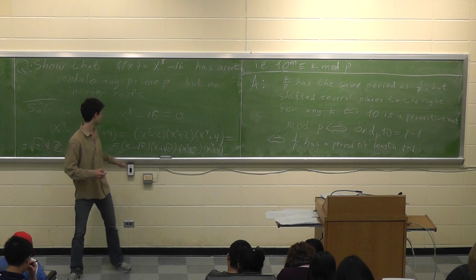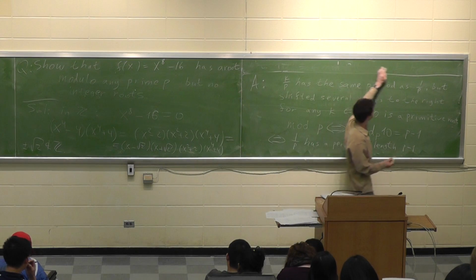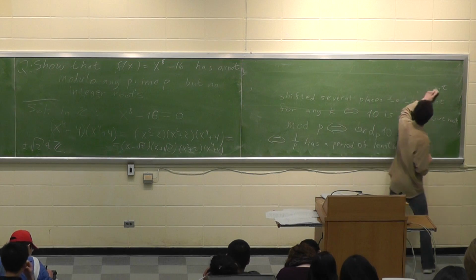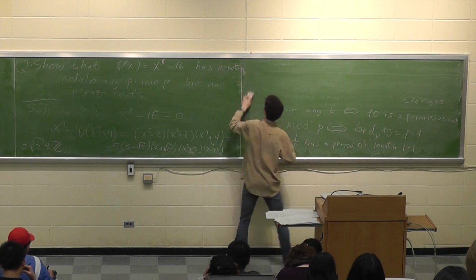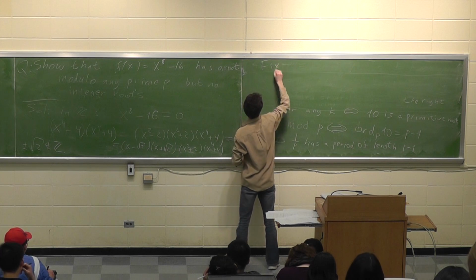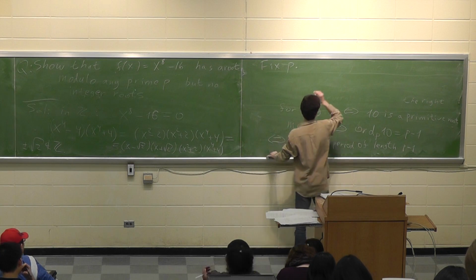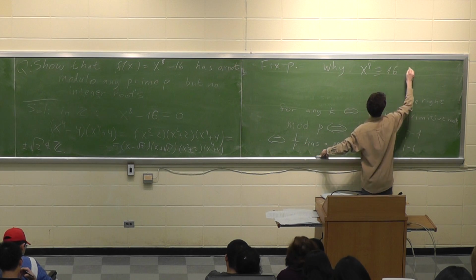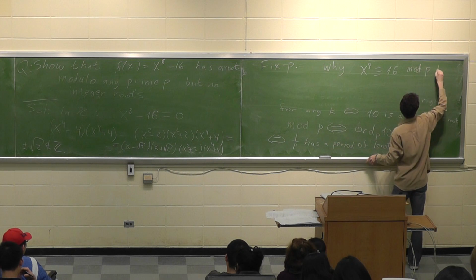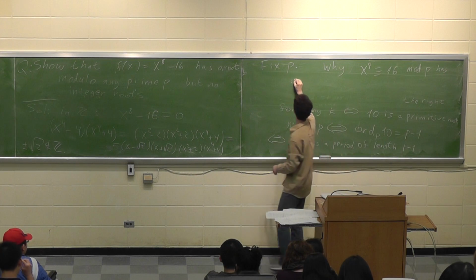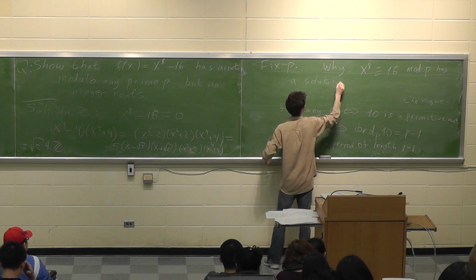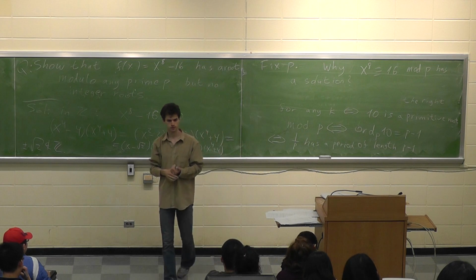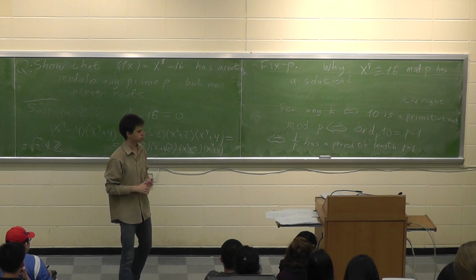So now the next part. I want to show that whatever prime p I fix, I will be able to solve it, that x to the power 8 equal to 16 modulo p has a solution. Quadratic residues. Why quadratic residues?